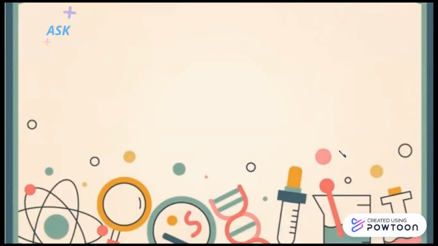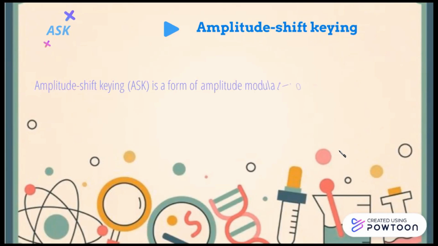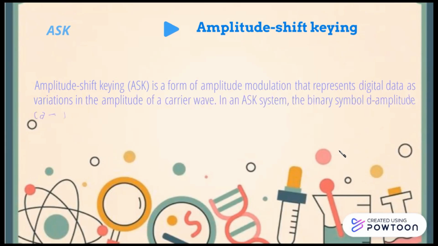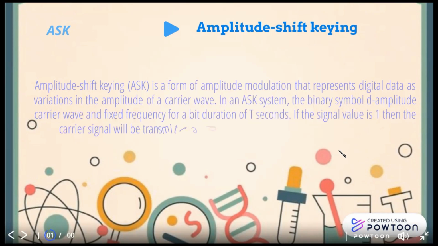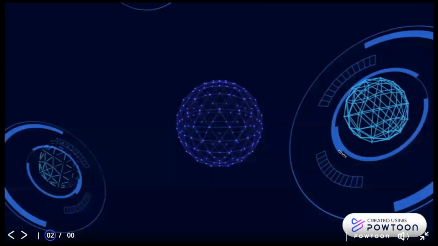Hello everyone, welcome to our video. Our video is about ASK, Amplitude Shift Keying. Amplitude shifting is a form of amplitude modulation that represents digital data as variation in the amplitude of the carrier wave. In an ASK system, the binary signal modulates the amplitude of a carrier wave of fixed frequency for a bit duration of T seconds. If the signal value is 1, then the carrier signal will be transmitted. Otherwise, a signal value of 0 will be transmitted.